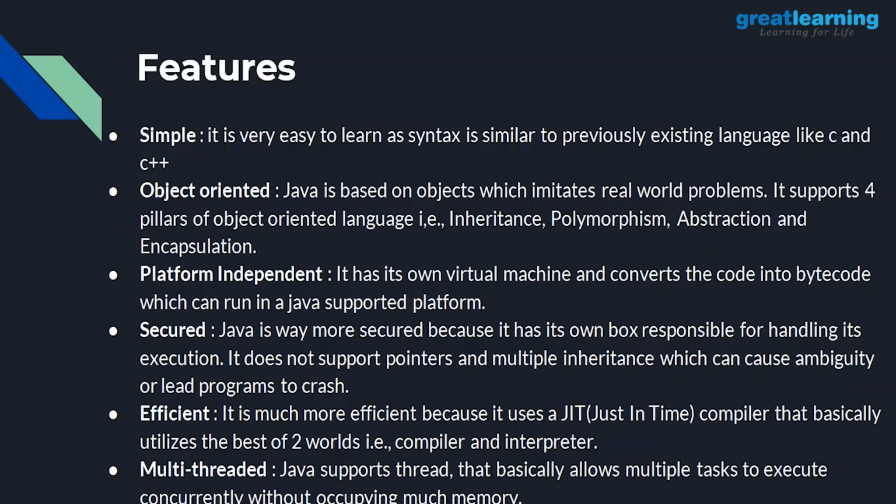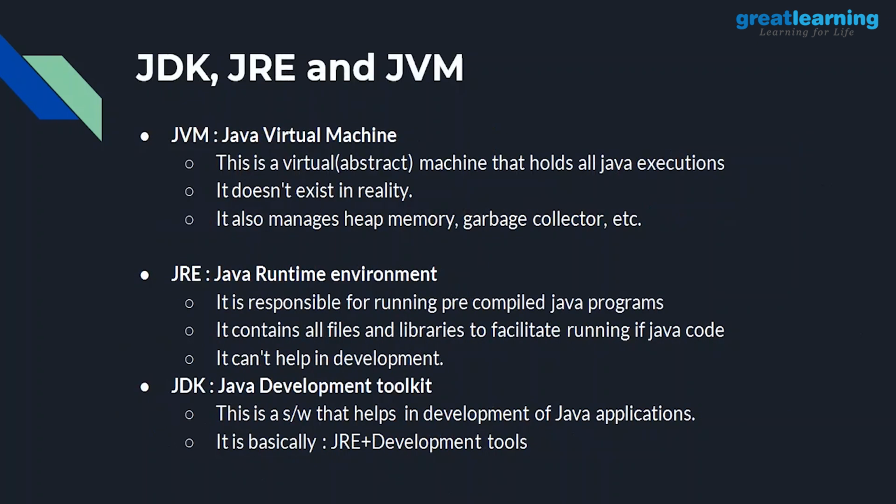So I am writing, and concurrently a spelling check is going on, and if there are any grammatical mistakes, those are also checked, right? So these are all examples of multi-threading. Now let's move ahead and talk about JDK, JRE and JVM.